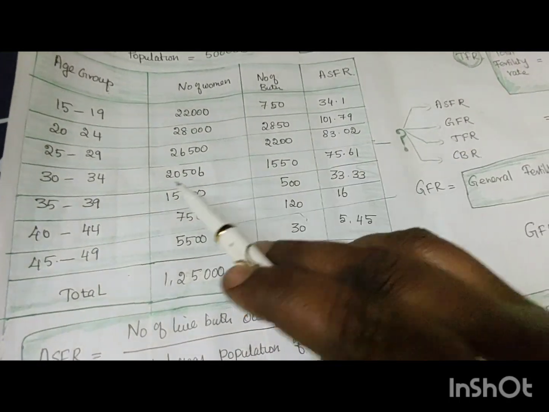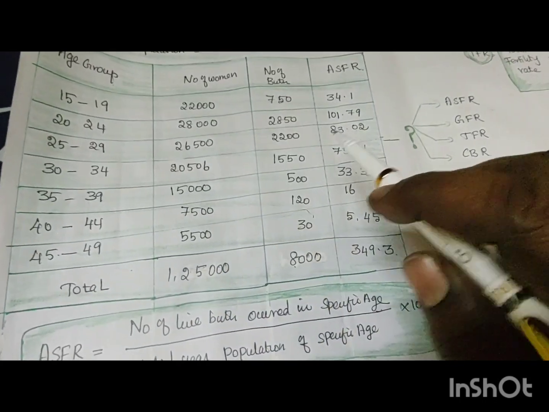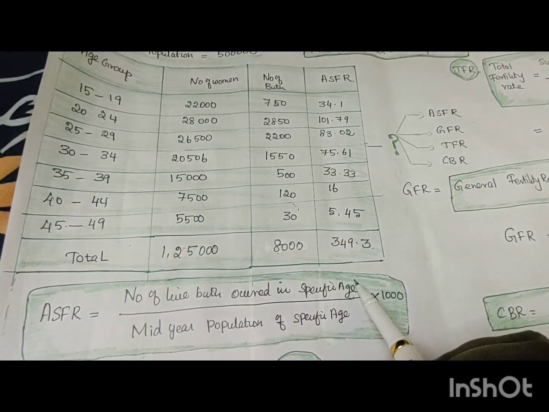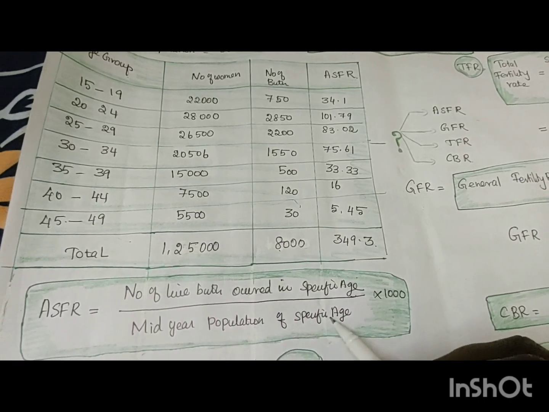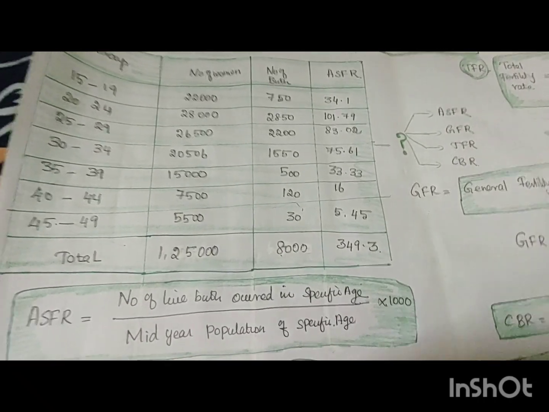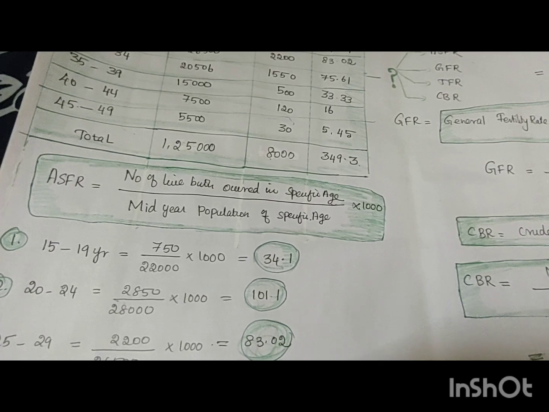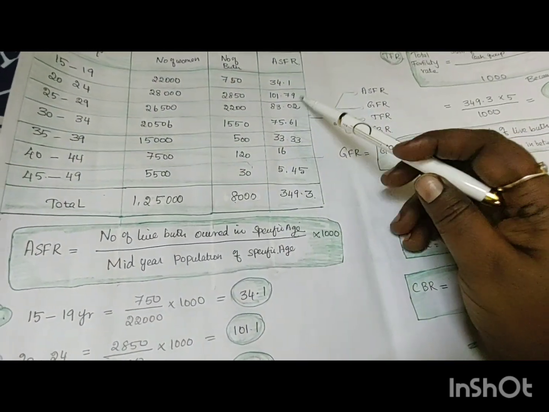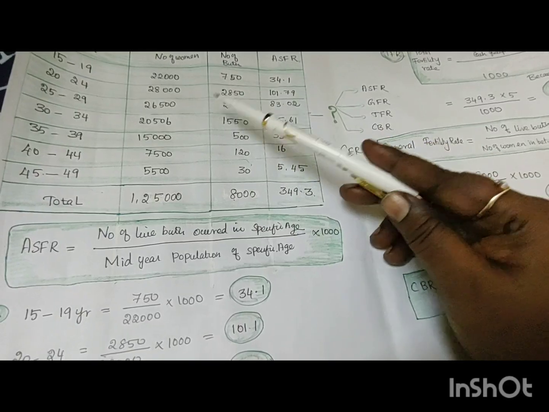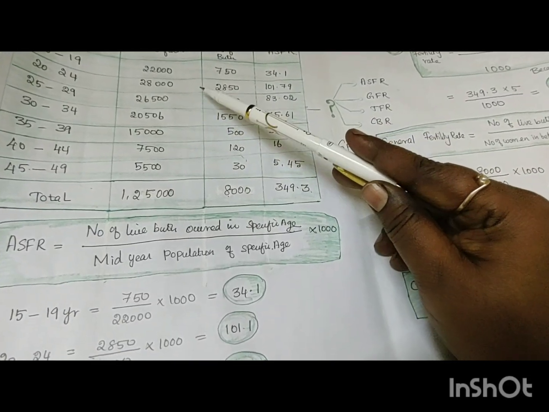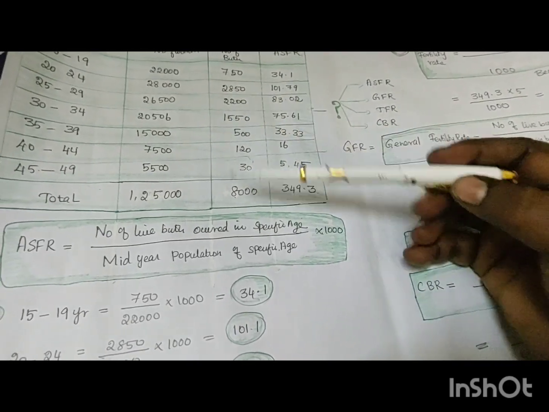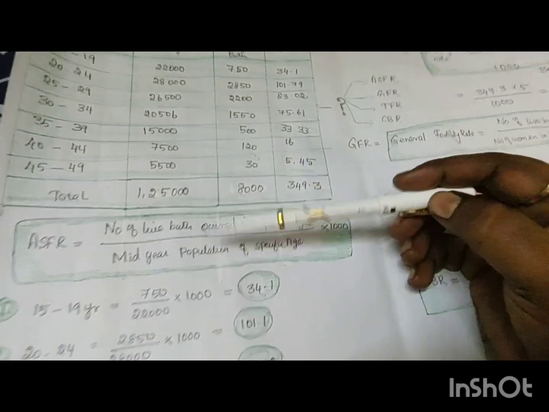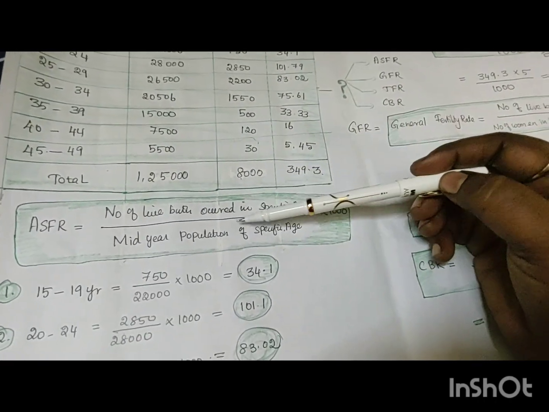So what is the interval they have given? Like this only they will be given. What is ASFR? ASFR is the number of live births occurring in a specific age group divided by the mid-year population in that age group, into 1000. For example, take the 15 to 19 year group. The number of live births is 750, the mid-year population is 22,000, into 1000, so 34. Each age specific fertility rate is calculated on the basis of this formula.